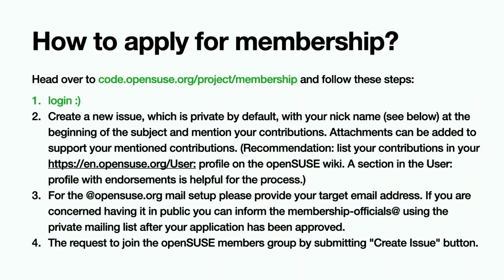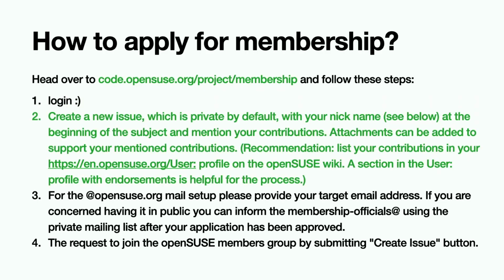So what you need to do to become a member is to head to that specific URL, and the first thing, of course, you log in, because since you have contributed to openSUSE for a while, you must be having an openSUSE ID, a password. You've been logging on OBS, on Wiki, done different kind of things within the community. So you log in with your credential, and then this specific part in the wiki says that you create a new issue. By default, it is private. You put your nickname, and you mention your contributions. Remember this. You mention your contributions, and then you support your mentioned contributions.